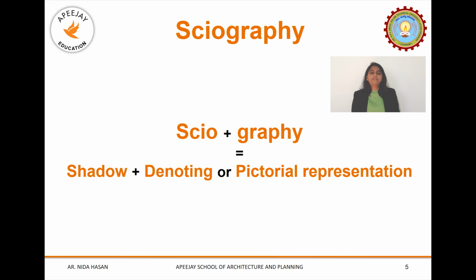The word sciography is a combination of two words. Number one, scio, and number two, graphy. Scio is a Latin word which means shadow, and graphy is an English word which means denoting or pictorial representation of anything. So we can say that sciography is a pictorial representation of shadow which is mathematically or geometrically correct. In architecture, it is defined as the study of shades and shadows cast by simple architectural forms on plane surfaces.